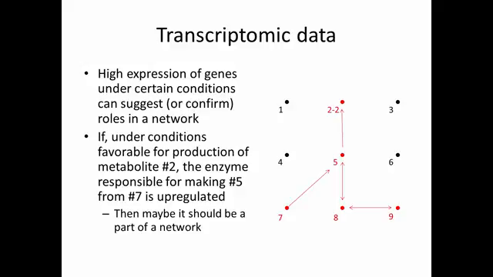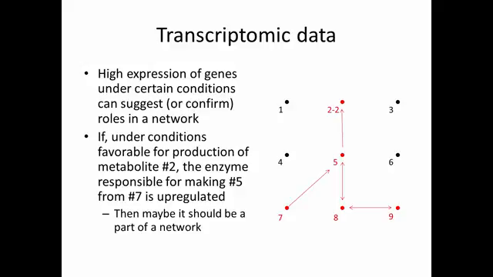We can count transcripts, RNA, to get an idea of gene expression. And if we can find high expression of genes under certain conditions, conditions that we care about, that can suggest or confirm roles in a network. So if under conditions favorable for production of metabolite 2, the enzyme responsible for making number 5 from number 7 is upregulated, we might know already that number 7 can be converted to number 5 by one enzyme, by one reaction.